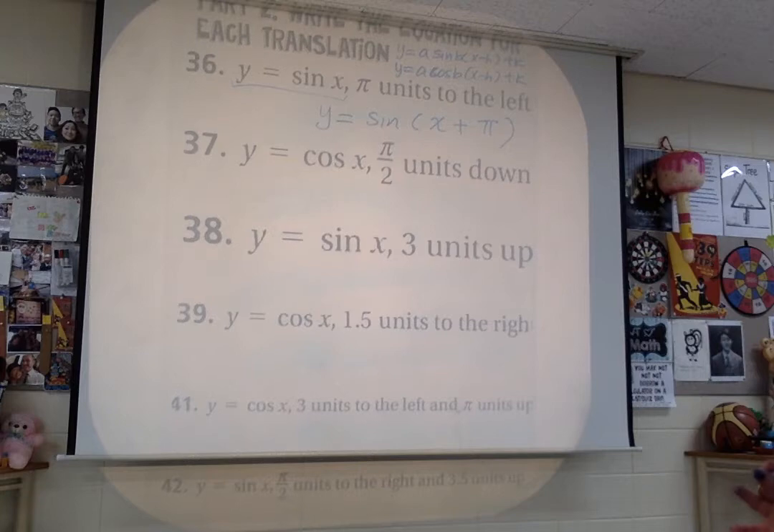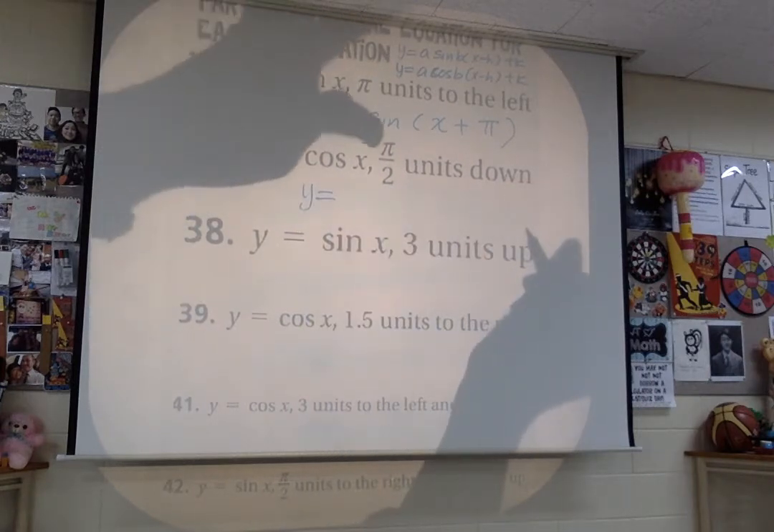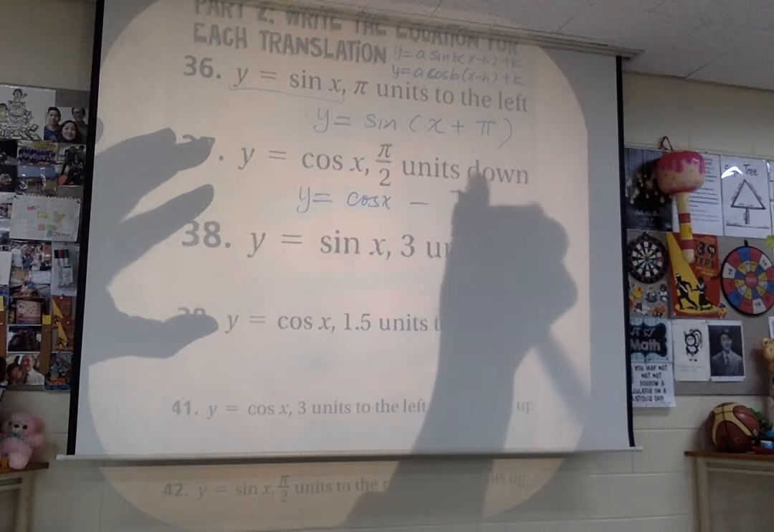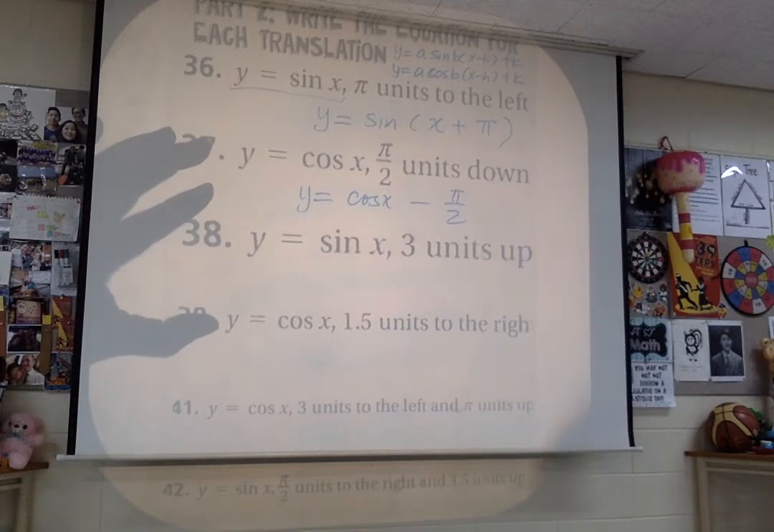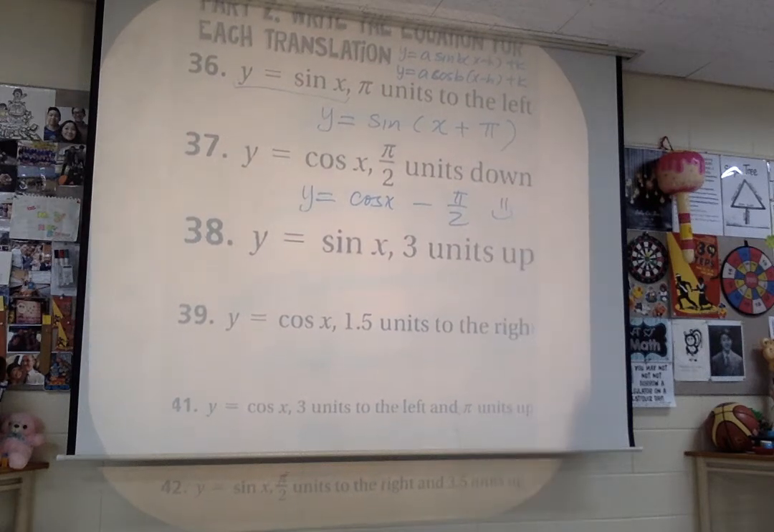All right, welcome back. So you guys, let's check your answers here, okay? It says pi over 2 units down. So cosine x minus pi over 2. Did you get that right? Give yourself a pat on the back or a smile.